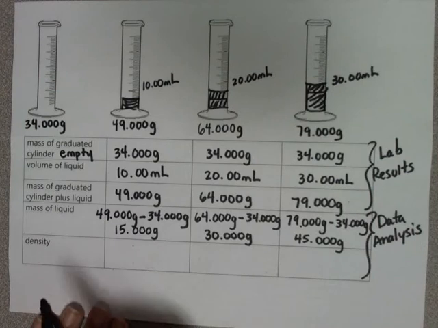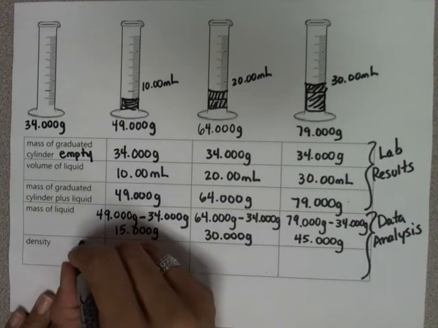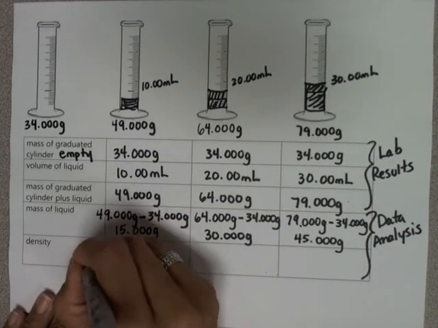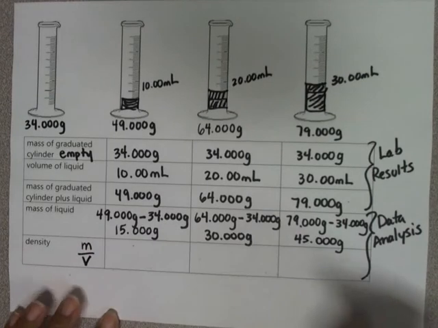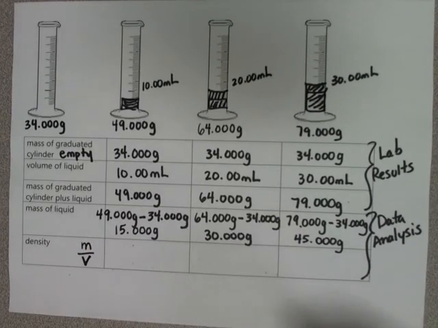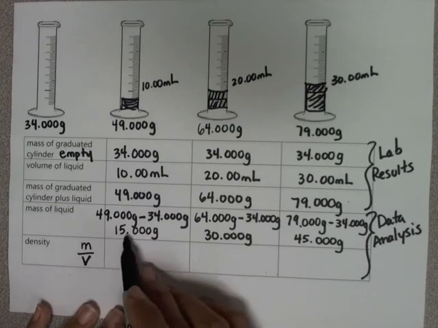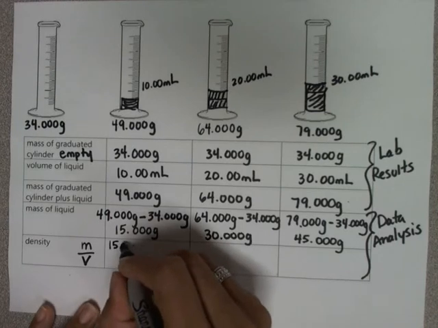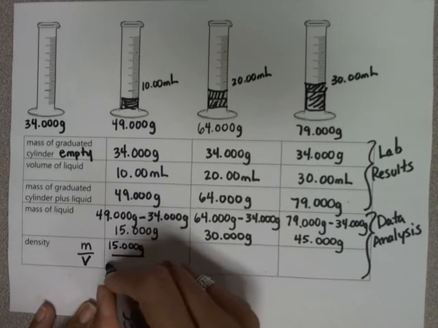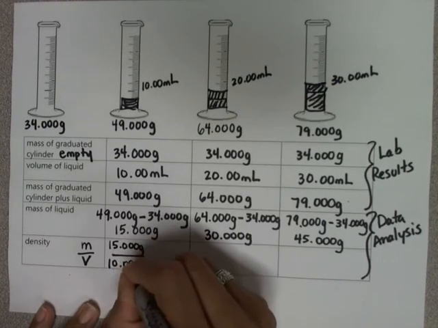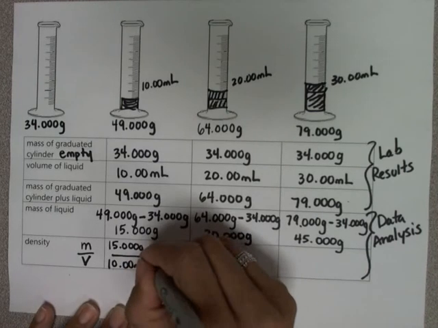Okay, now I'm ready to find the density of the liquid. And the density is going to be the mass of the liquid divided by the volume of the liquid. So the mass of 10 milliliters of liquid was 15 grams. So 15 grams, and the volume is 10 milliliters.